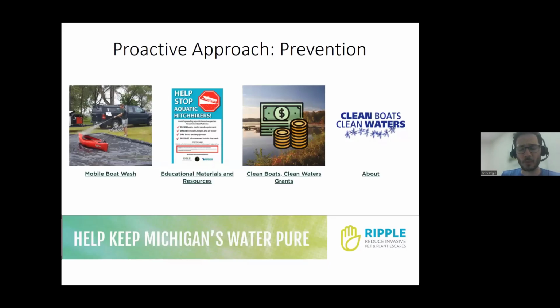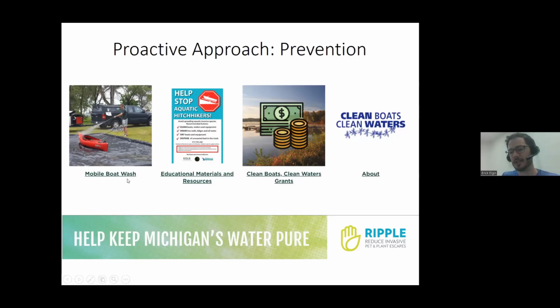So what should be done is a proactive approach. Prevention is key to the reduction of spread of invasive plants. Prevention is worth a lot. It doesn't cost very much, but it can make a big impact. There are lots of programs out there, from the mobile boat wash stations to Clean Boats, Clean Waters, and there are grants associated with Clean Boats, Clean Waters. Many of these fit with the clean, drain, dry message.